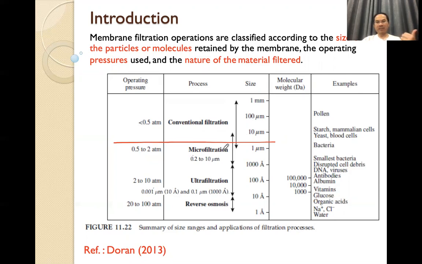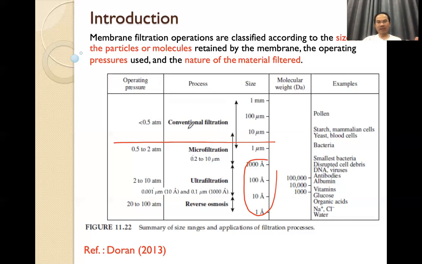For membranes, like microfiltration, ultrafiltration, and reverse osmosis, we can separate particles less than 10 micrometers. For example, microfiltration can separate yeast, mammalian cells, blood cells, and bacteria. Ultrafiltration and reverse osmosis operate at the molecular level, from 1000 angstroms down to 1 angstrom, with reverse osmosis at about 10 to 1 angstrom. For example, we can separate water, sodium chloride, sodium and chloride ions, organic acids, glucose, and vitamins. This is the classification of membranes based on particle size.